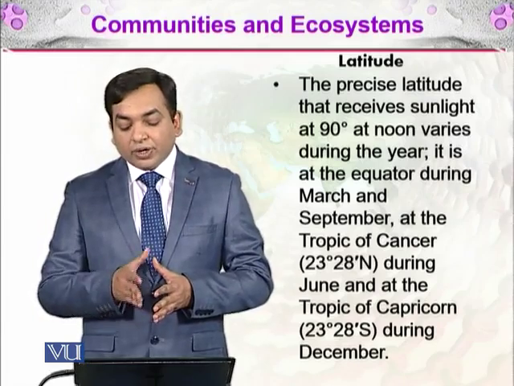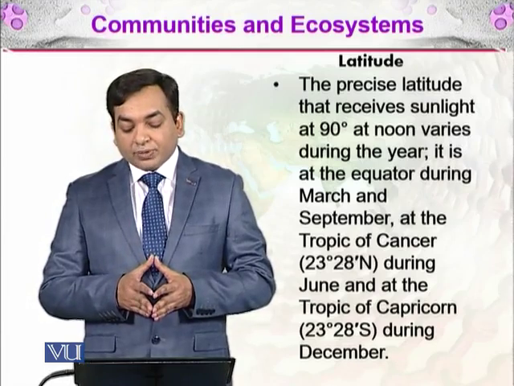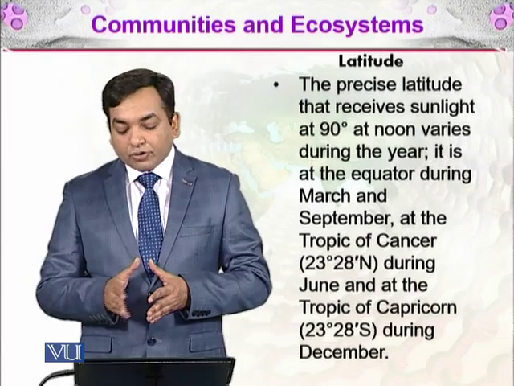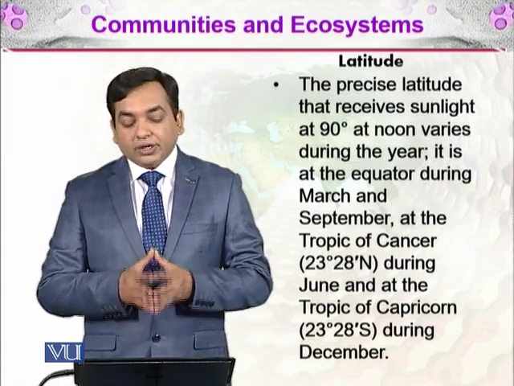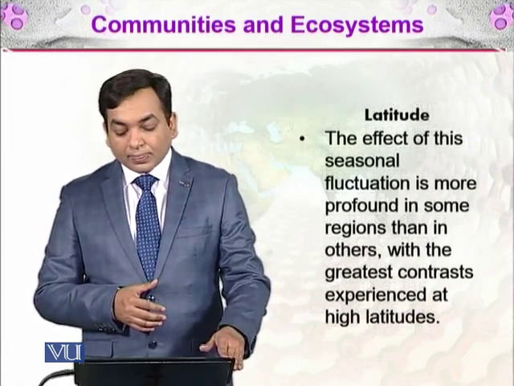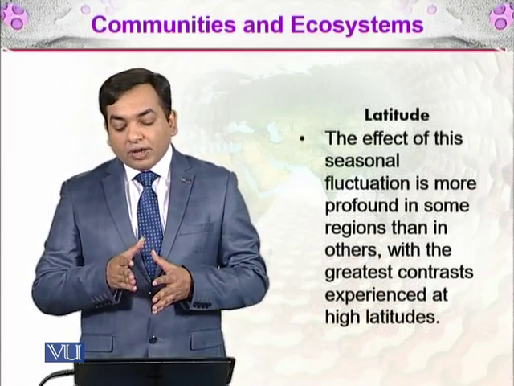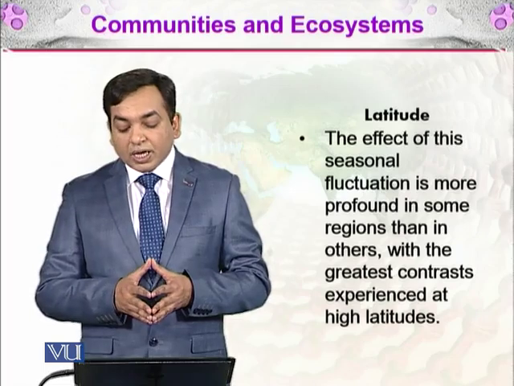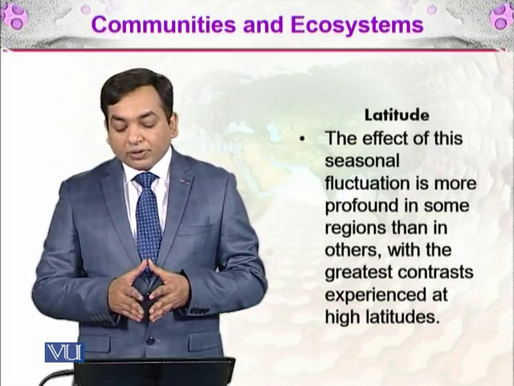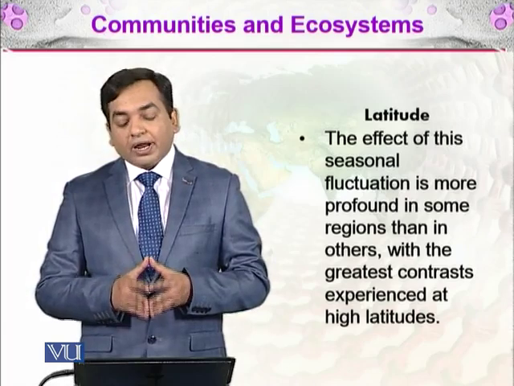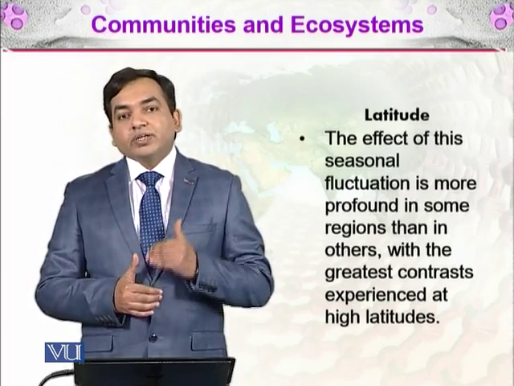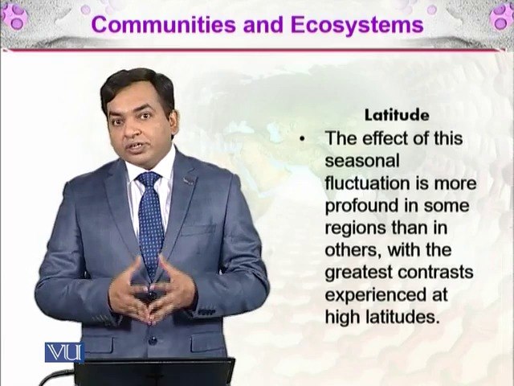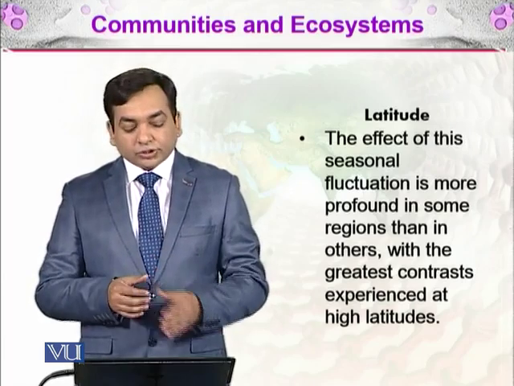The precise latitude that receives sunlight at 90 degrees at noon varies during the year. It is the equator during March and September, the Tropic of Cancer during June, and the Tropic of Capricorn during December. The effect of seasonal fluctuation is much more profound in some regions than in others, with the greatest contrast experienced at high latitudes. As you go towards the higher latitudes, towards the pole, you will have longer summers and harsher winters.